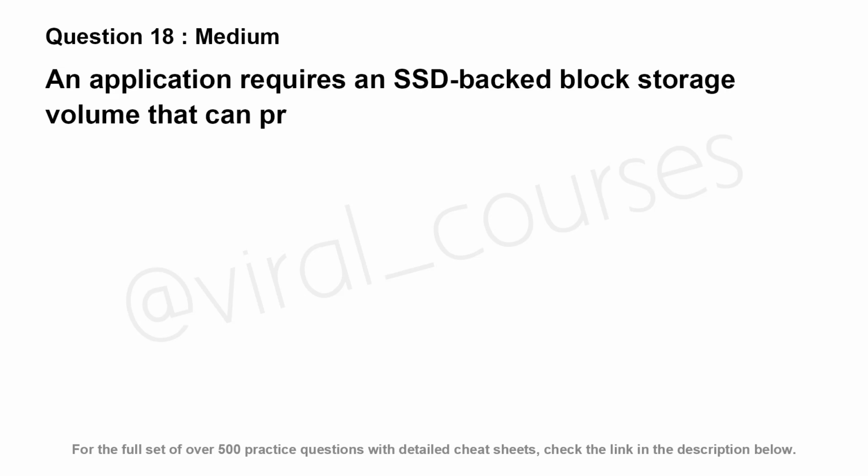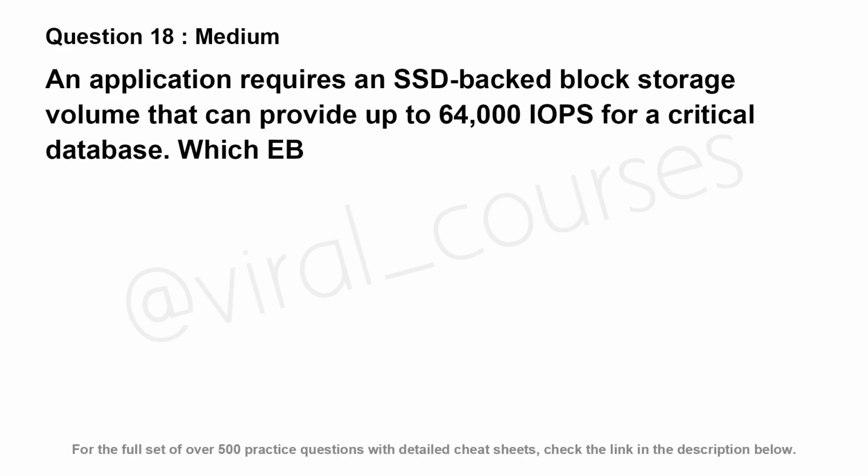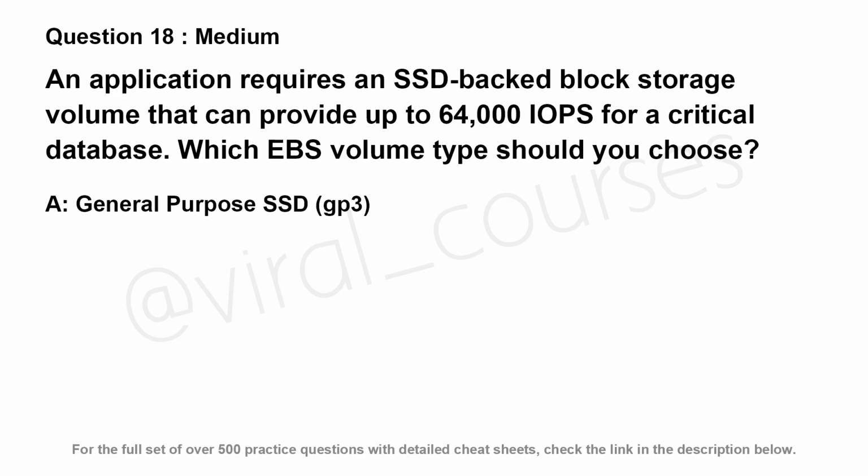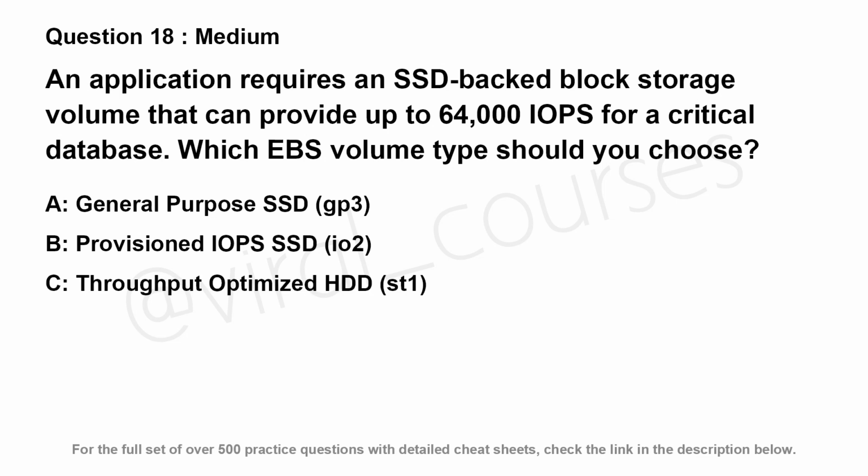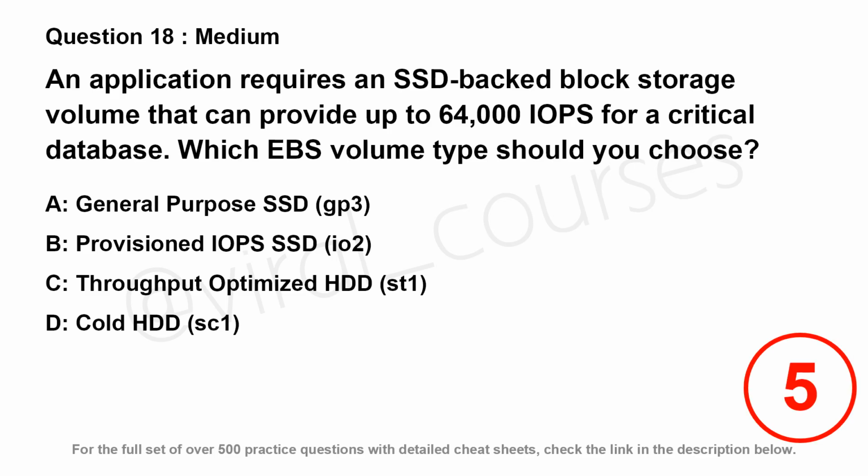An application requires an SSD-backed block storage volume that can provide up to 64,000 IOPS for a critical database. Which EBS volume type should you choose? Option A. General Purpose SSD, GP3. Option B. Provisioned IOPS SSD, IO2. Option C. Throughput Optimized HDD, ST1. Option D. Cold HDD, SC1.